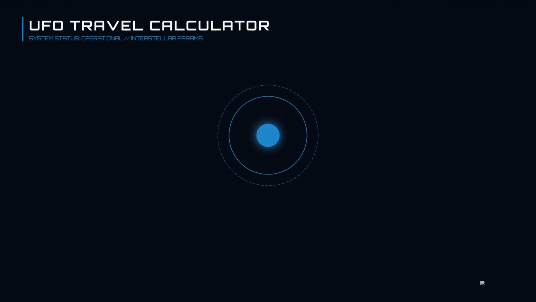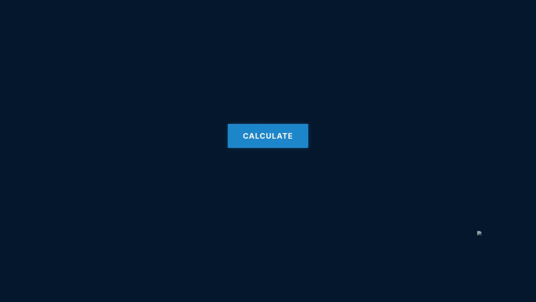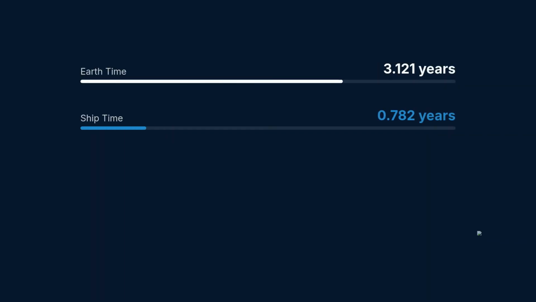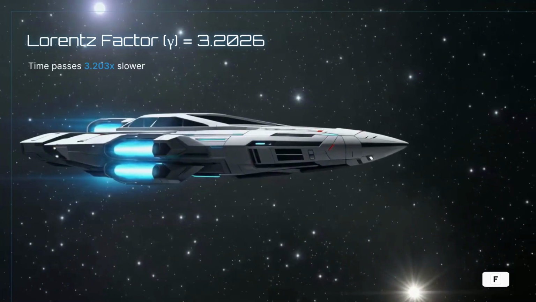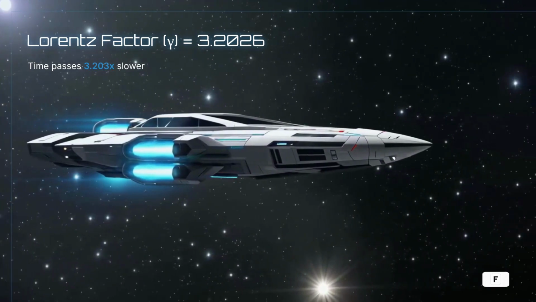I'll input 4.24 light-years for distance, 0.95 for velocity, and 1,000 kilograms for spacecraft mass. After clicking Calculate, the results show Earth time equals 4.463 years, while ship time equals 1.394 years. The Lorentz factor calculates to 3.2026, meaning time passes 3.203 times slower on the ship.